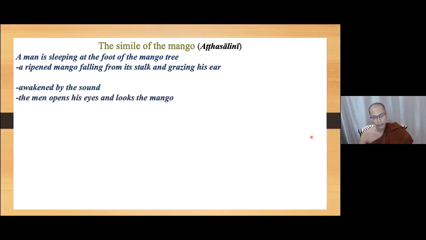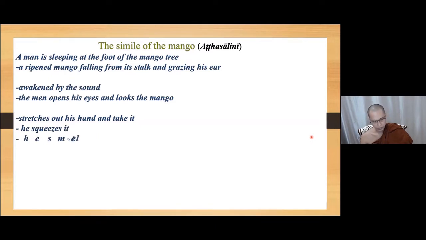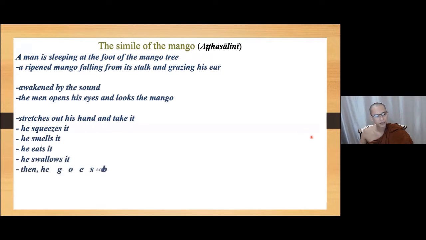Then the man opens his eyes and looks at the mango. He stretches out his hand and takes it. He takes the mango and squeezes it. Then he smells it, whether it is good or bad, and eats it and swallows it. Then he goes back to sleep again.